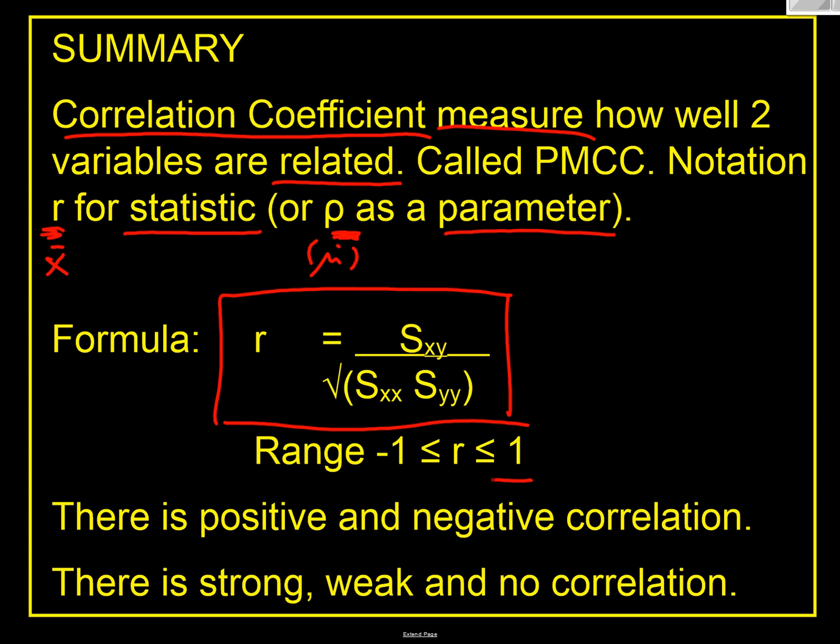The range of R is between -1 and +1. It's positive if we've got a positive relationship between the two, i.e. as x increases, y increases, and it's negative if it's a negative relationship, i.e. as x increases, y decreases. And the value would tell us the strength. So if we've got a high number, we've got strong correlation. Weak, we've got a low number. And if we've got almost 0, we've got no correlation at all. So I hope that's of use.